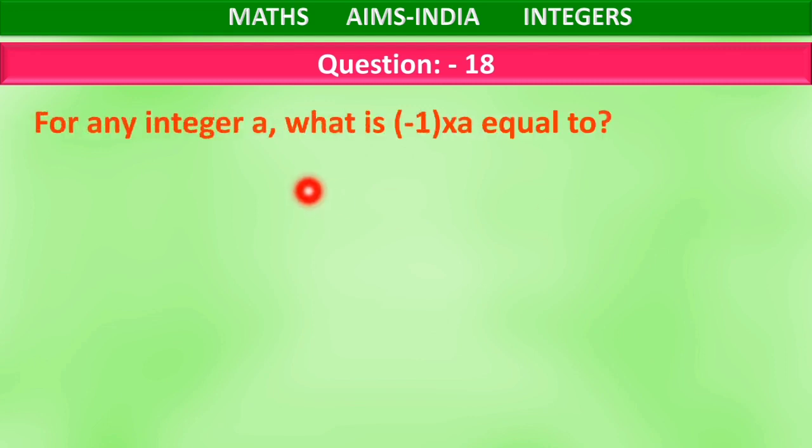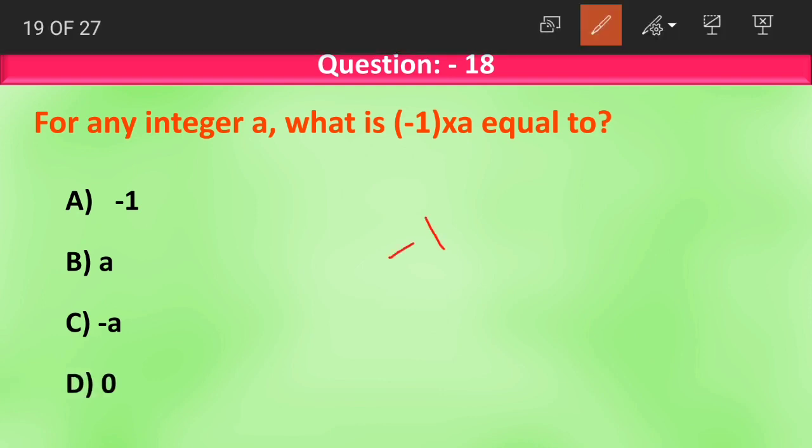Next, question number 18. For any integer a, what is minus 1 into a equal to? Option A minus 1, option B a, option C minus a, option D 0. Now look at the question. Minus 1 into a. How do we solve this? Coming to the signs, one is negative and the other is positive. So the final result will be negative. Both the signs are different, so the result will be negative.